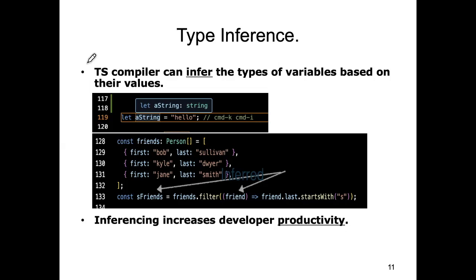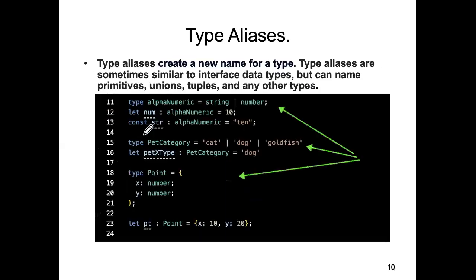Now, there's a lot of usage of the word type there in that explanation, but if I just read the sentence, it says TypeScript compilers can infer the type of a variable based on the values that that variable gets. And so the screenshot shows an example here.